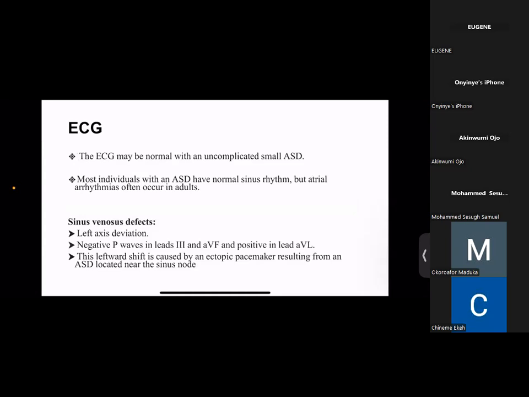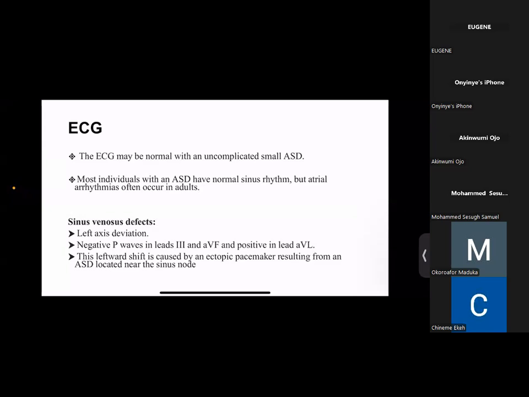ECG done in these patients can be normal in people who have a small ASD. But there are different ECG findings for different types of ASD, as I earlier said. For the sinus venosus, we have left axis deviation and negative P waves in the inferior leads, lead 2 and aVF, and a positive P wave in aVL.